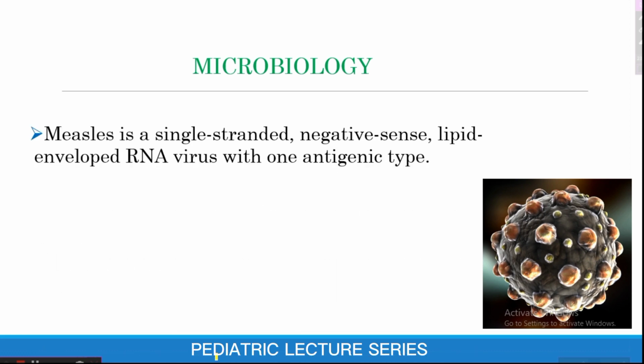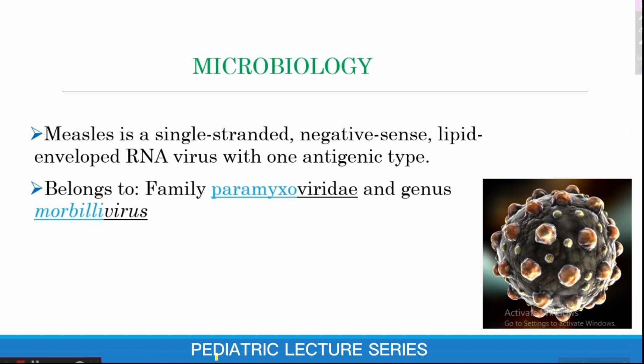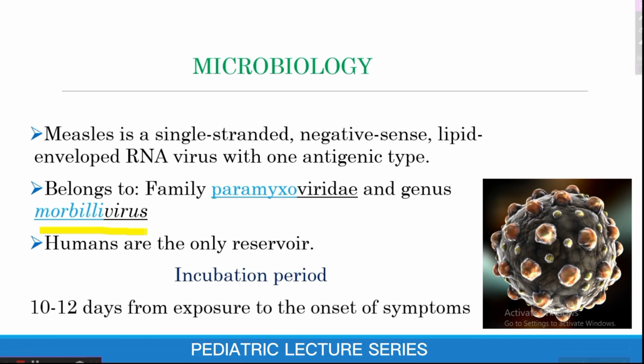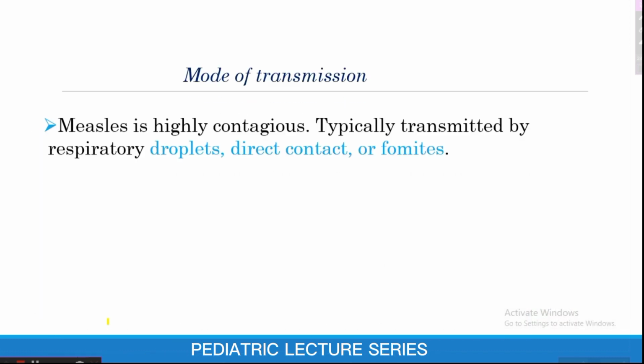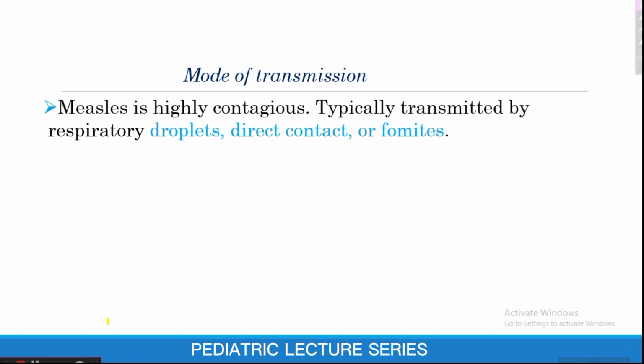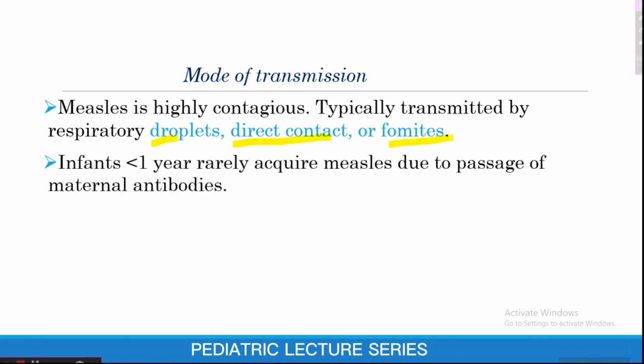Measles virus is a single-stranded negative sense lipid enveloped virus with one antigenic type. It belongs to family Paramyxovirus and genus Morbillivirus. Humans are the only reservoir. It has an incubation period of 10 to 12 days from the time of the exposure to the onset of symptoms. It's transmitted typically by respiratory droplets, direct contact, or fomites from infected individuals.